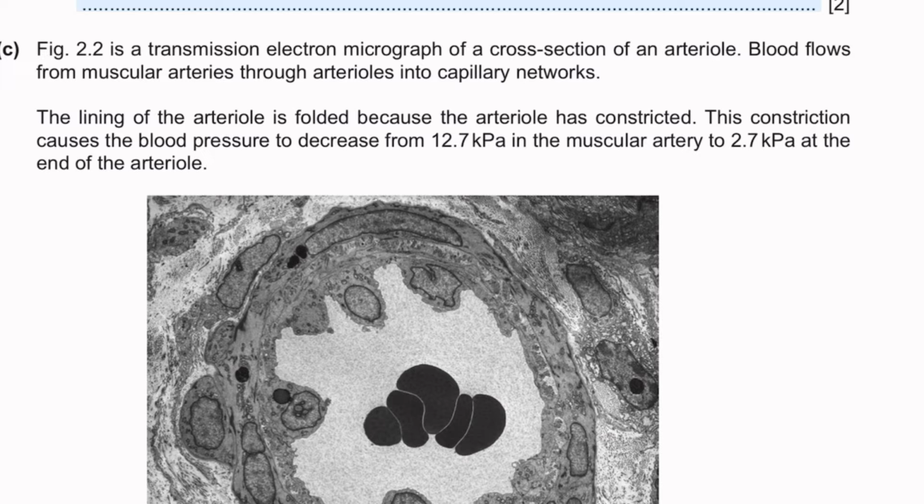Okay. C. Figure 2.2 is a transmission electron micrograph of a cross-section of an arteriole, and blood flows from muscular arteries through arterioles into capillary networks. Now, the lining of arterioles is folded because the arteriole has constricted, and this constriction caused the blood pressure to decrease from 12.7 kilopascals in the muscular artery to 2.7 kilopascals at the end of the arteriole. Interesting. So the arteriole is folded, and so the arteriole itself is constricted, and the constriction leads to a decrease in pressure from 12.7 in the muscular artery to 2.7 at the end of the arteriole.